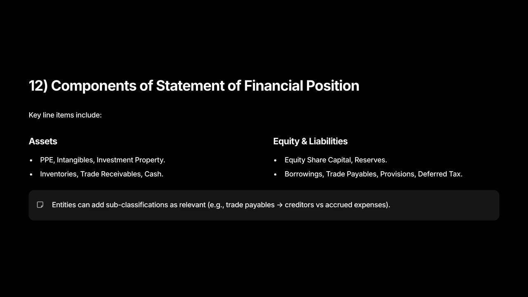Components of Statement of Financial Position. Key line items include property, plant, and equipment, intangibles, investment property. Also inventories, trade receivables, cash and cash equivalents. On the liability side, borrowings, trade payables, provisions, and deferred tax. Equity shows share capital, reserves, and retained earnings. Add subclassifications where helpful for clarity.